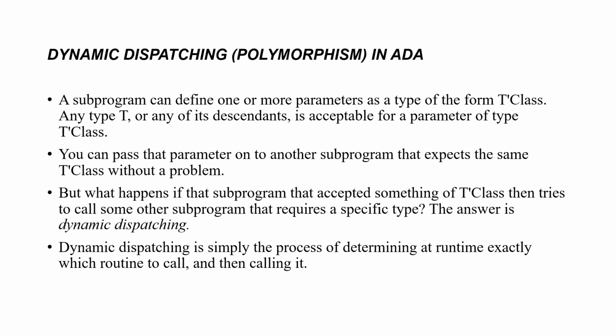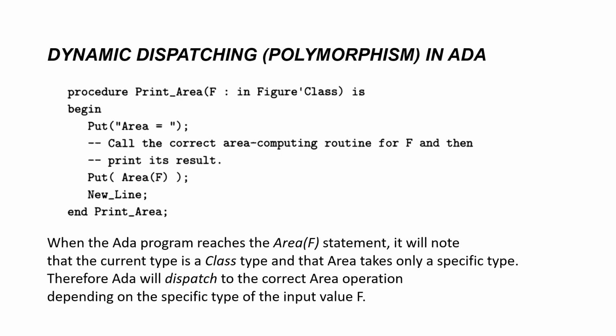At runtime, the compiler checks the base class or the derived class and sends control for execution to the corresponding function. Here a figure class is defined. If you call area, then based on the function call of the figure, it may be calling the rectangle, circle or square, and the corresponding area is called. This is what is explained here. When the ADA program reaches the area statement, it will note that the current type is a class type and that area takes only a specific type. Therefore, ADA will dispatch to the correct area operation depending on the specific type of the input F. That's what it's saying.